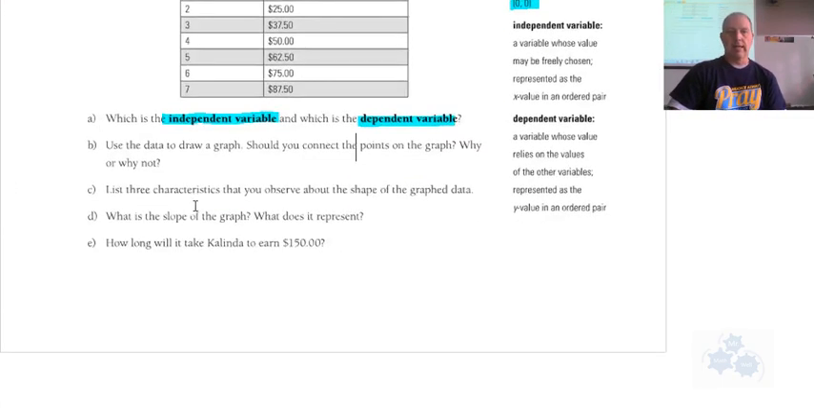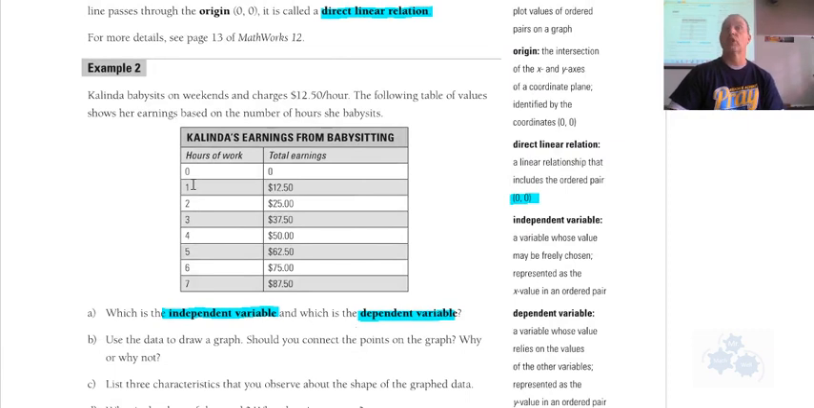Okay, where was I? Looked like I missed something here. Okay, so the bell's going to ring pretty soon. So let's just go over this example, and then we'll call this a lesson for today.